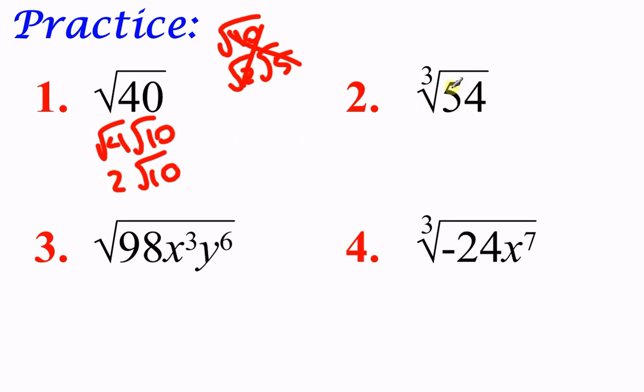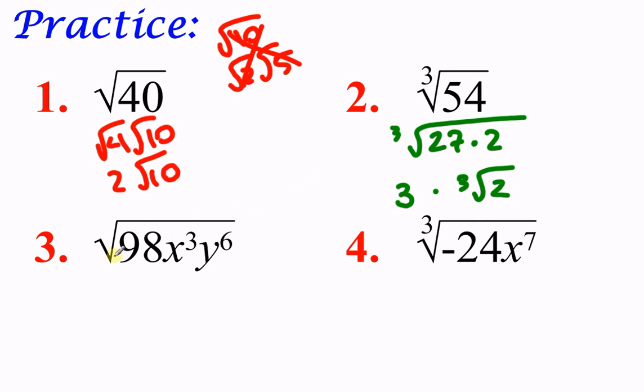With 54, it's a third root, so watch out for that. We do have to be careful not to take out pairs. We have to do groups of 3 now. 54 is 27 times 2, and so 27 third rooted is just 3, and we can't do anything with the 2.